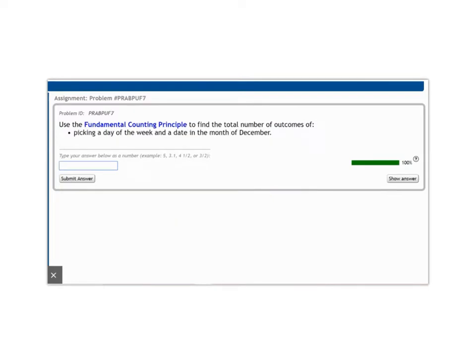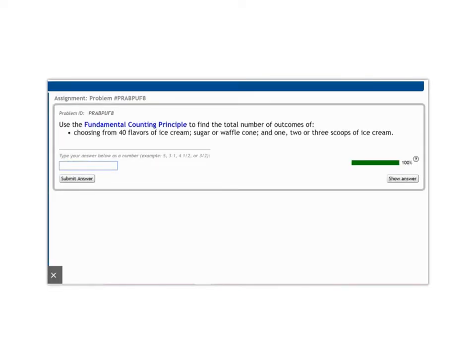Picking a day of the week and a date in the month of December. Well, there are 7 days in the week, and there are 31 days in December, so 7 times 31 would give us 217 possible outcomes.